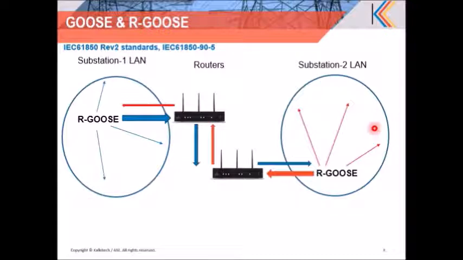That is the routable GOOSE that is introduced as part of edition 2 of the standard, and sub-standards like 61850 9-2-5 use this concept for sending PMU data out from a substation to the control center, and the exchange of data between substations as per 90-1 also uses the same scenario.